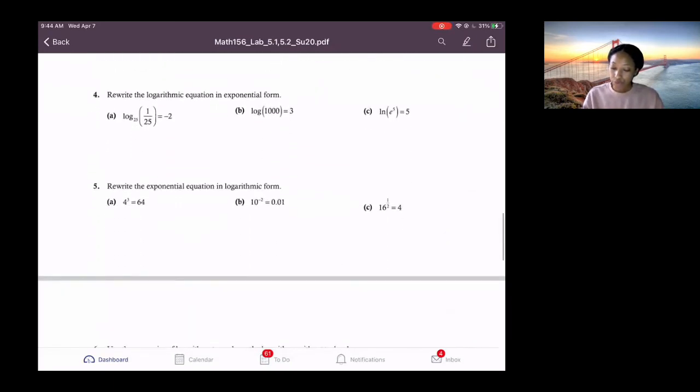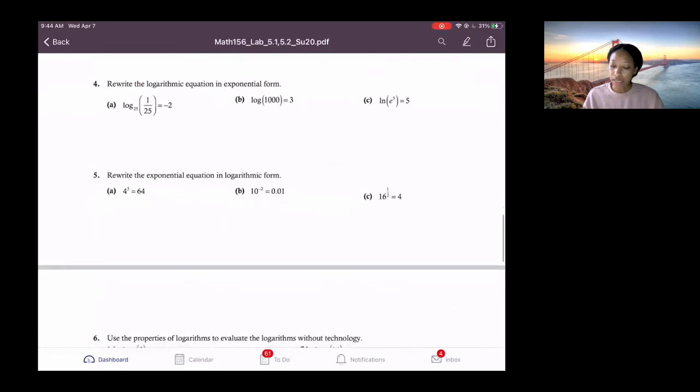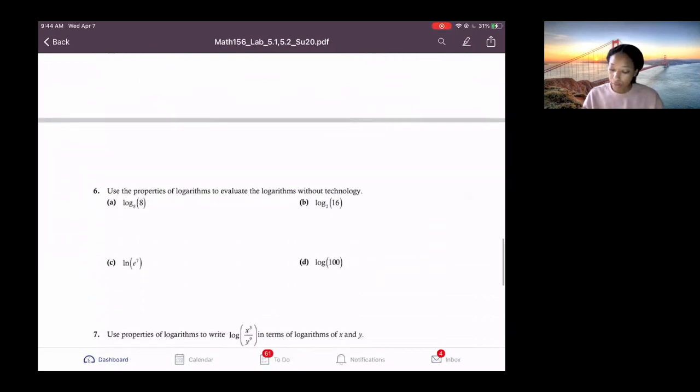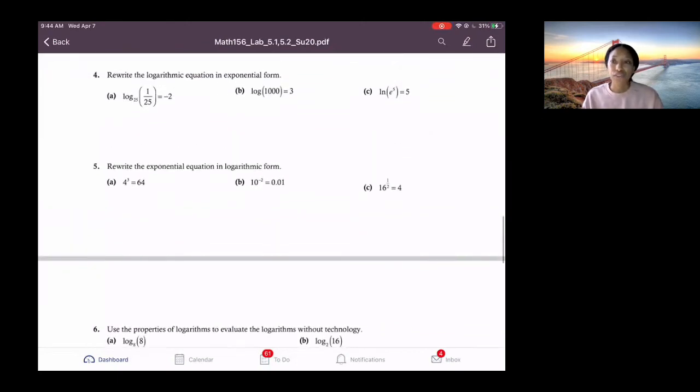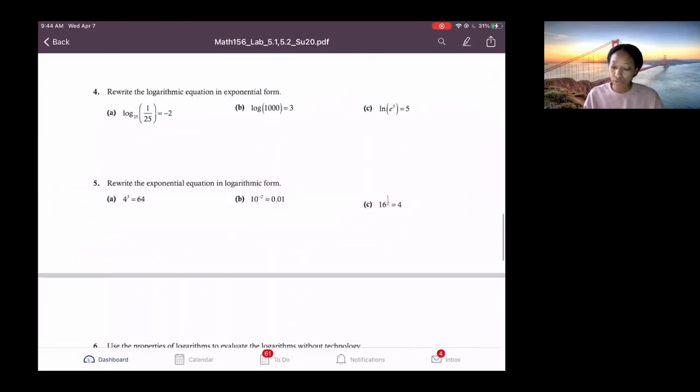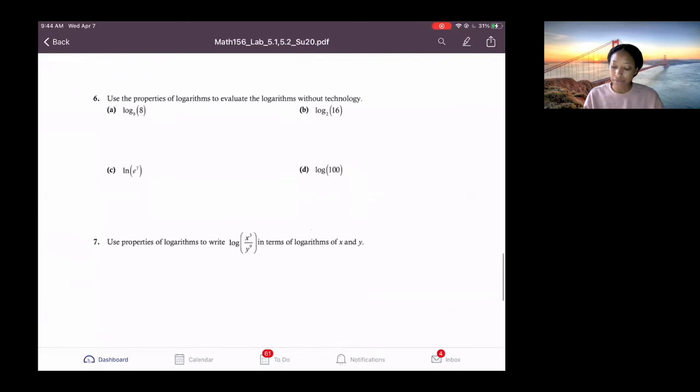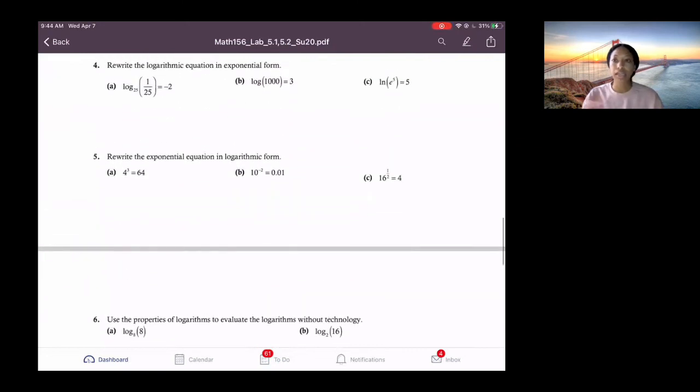And then the rest of these problems are just practicing rewriting logarithmic expressions in exponential form. We're going to do a lot more practice with this in the next class, but just try the problems and see if you can get them. Get as far as you can on this. I know definitely for problems 4, 5, 6, and 7, we didn't do a lot of practice with that today, because in the next class, we're going to practice a lot more with 5.2.